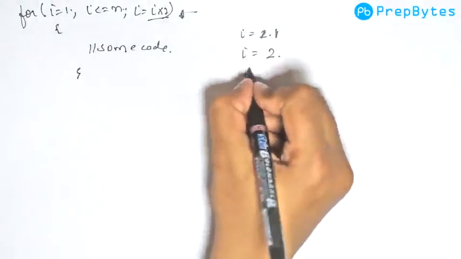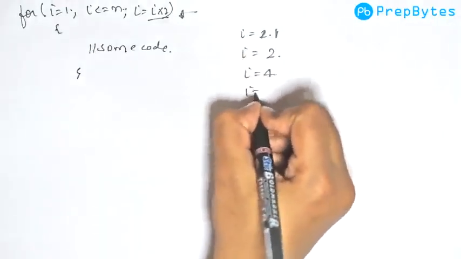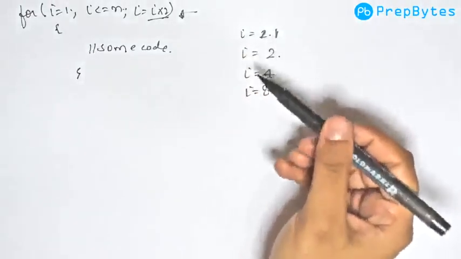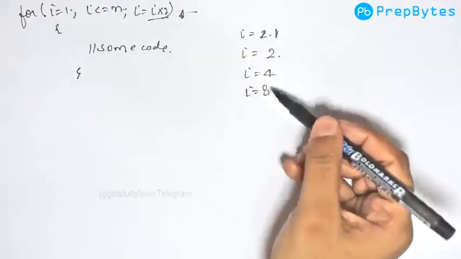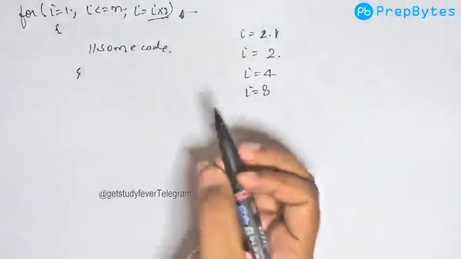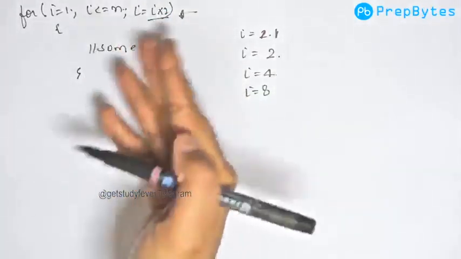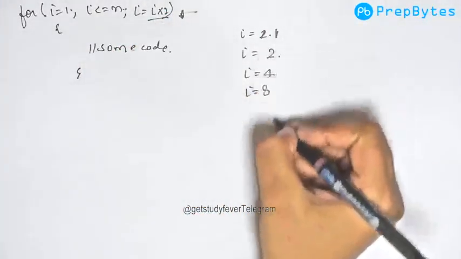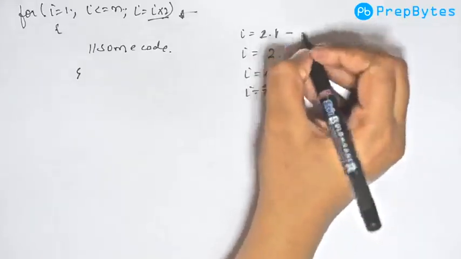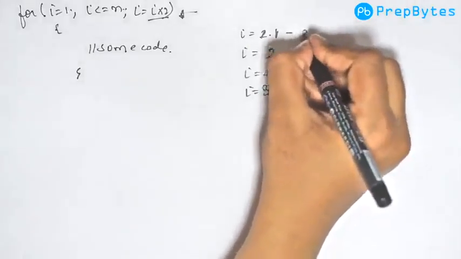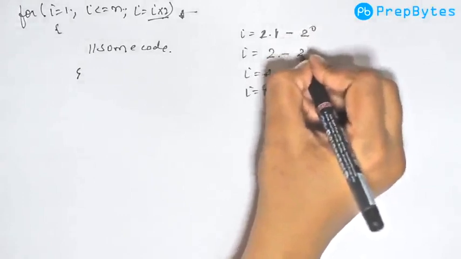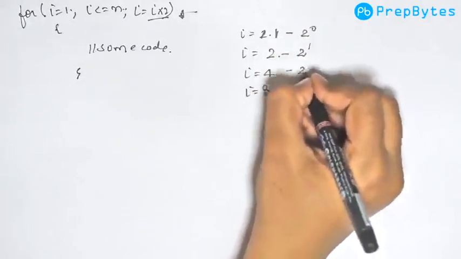In the next iteration, i is equal to 2. Again, i is equal to 4. I is equal to 8. So you see, as iterations increase, it is getting multiplied by 2. Now we have to find out, for any n value, how many times this particular loop will get executed. As we can see, there's a pattern here. When i is equal to 1, it is 2 to the power 0. Then it is 2 to the power 1, and so on.